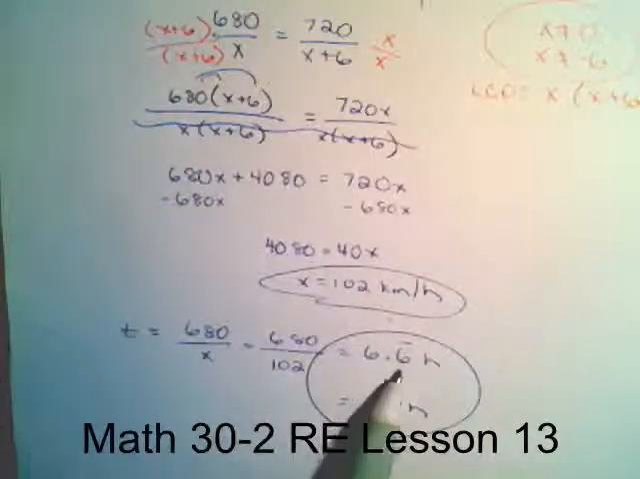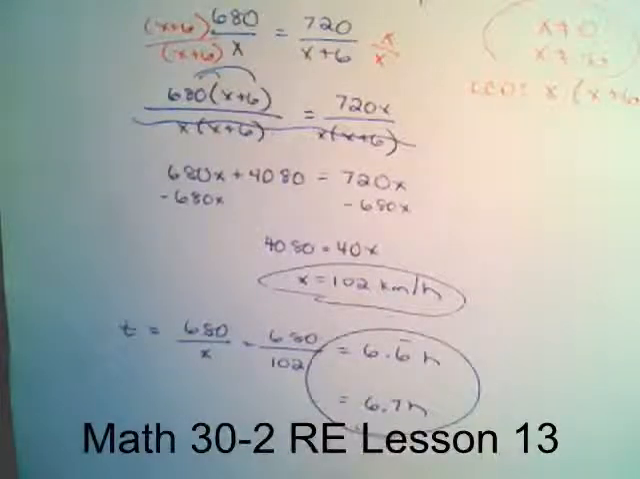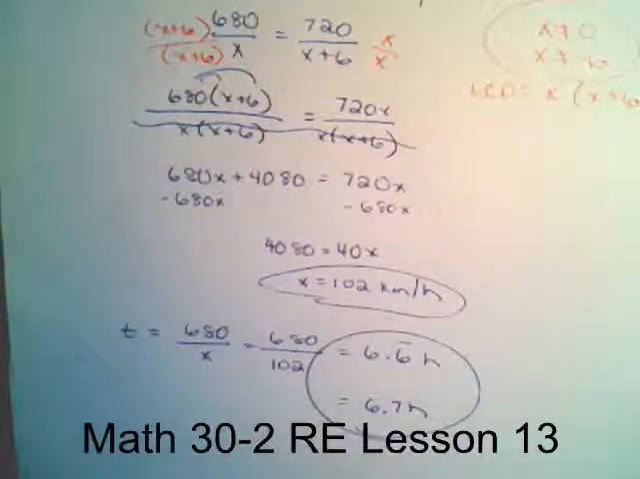Okay? Sorry, I apologize. Time is 680 over x. x is 102, so it's 680 over 102. Do the math, I'll get 6.6 repeating hours, which rounds to 6.7 hours.